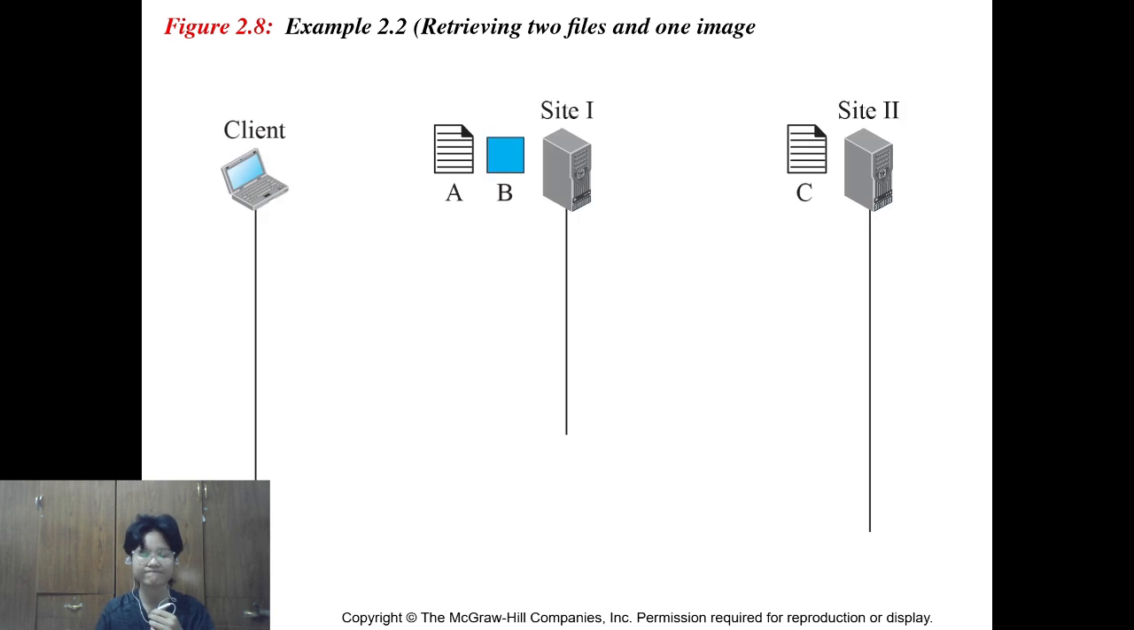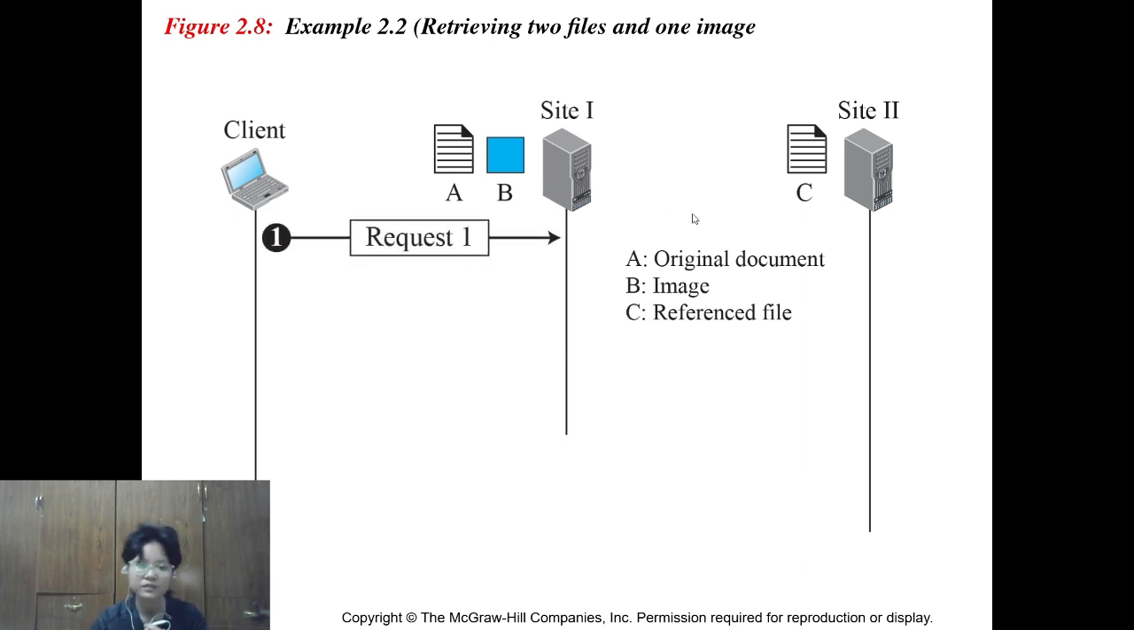About picture 2.8, it is an example, 2.2, retrieving two files and one image. You can see this picture. We have two sites and the client. C is a reference file, B is an image, and A is the original document.